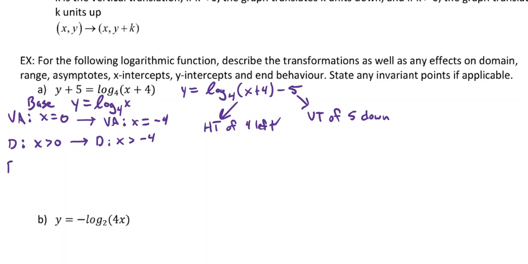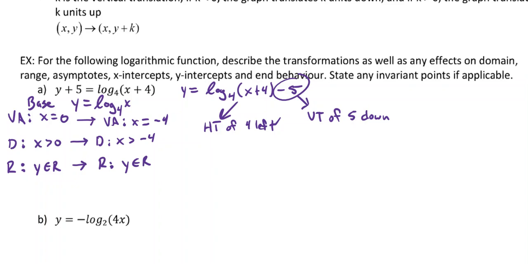Okay, the range, well, this one's easy because the range was just a member of the real numbers to begin with. Even though I did translate this thing down 5, does that matter? No. It was infinity before. If I move the whole thing down, it's still negative infinity to infinity. So the range would just be y is a member of the real numbers still.